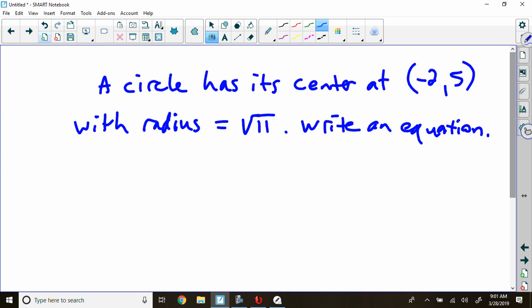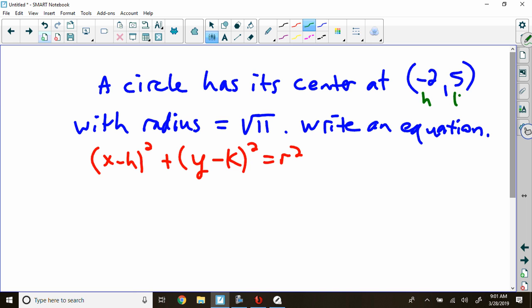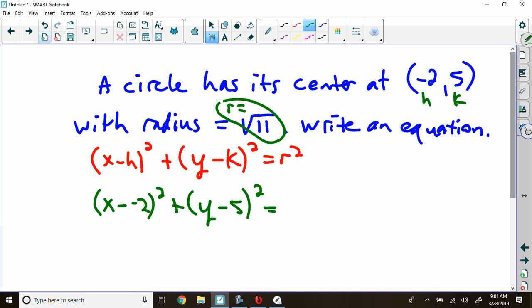So hopefully now you have enough information where you'd be able to do something like that. Take the ACT again in the upcoming weeks or months. So remember the formula is (x minus h) squared plus (y minus k) squared equals r squared. Center is (h, k), and here's our radius. Our radius is the square root of 11. So if we wanted to write the equation for this particular circle, we could make some substitutions. (x minus (-2)) squared plus (y minus 5) squared equals the square root of 11, squared.